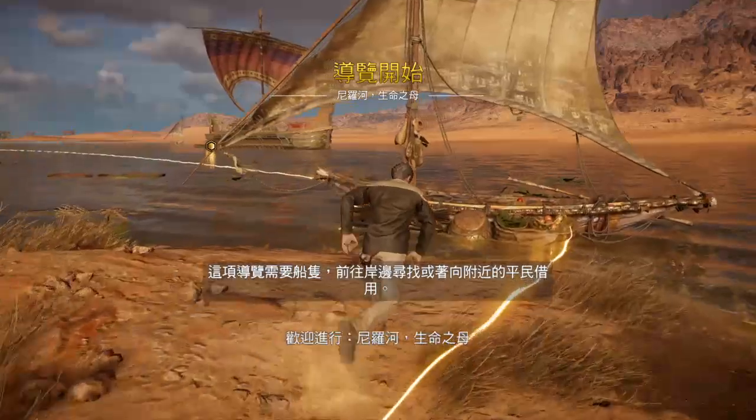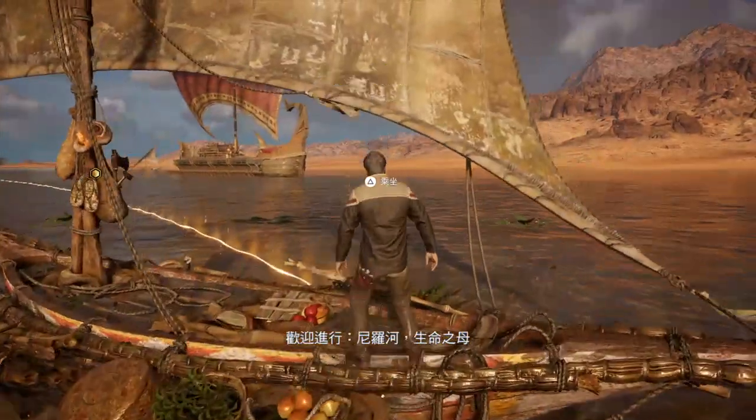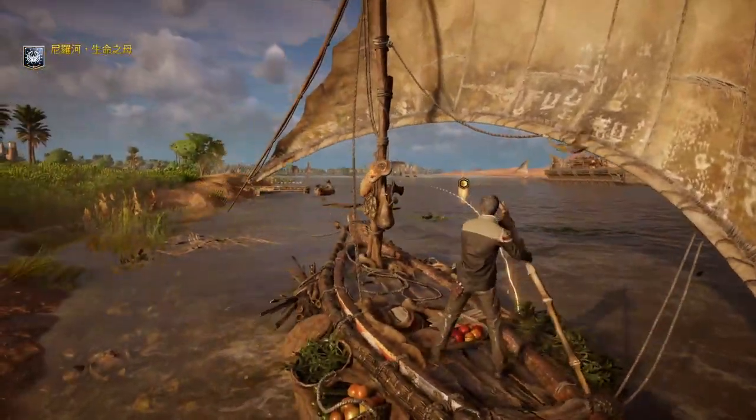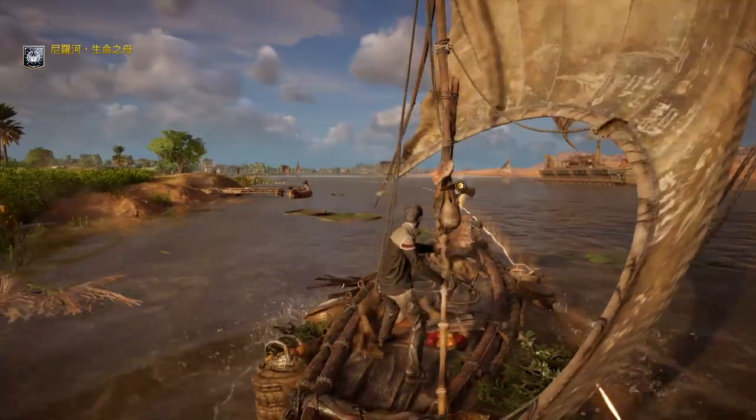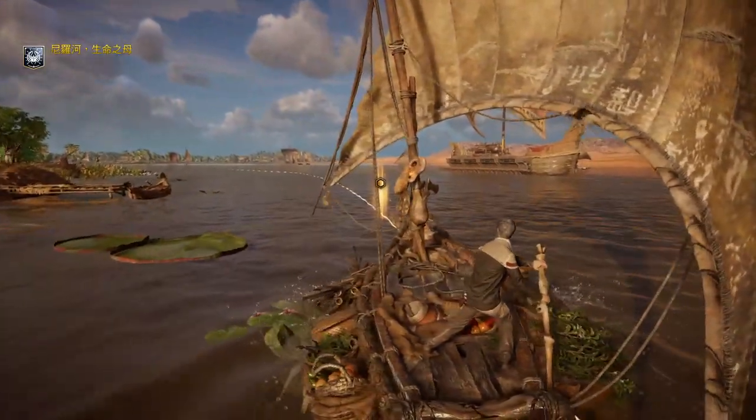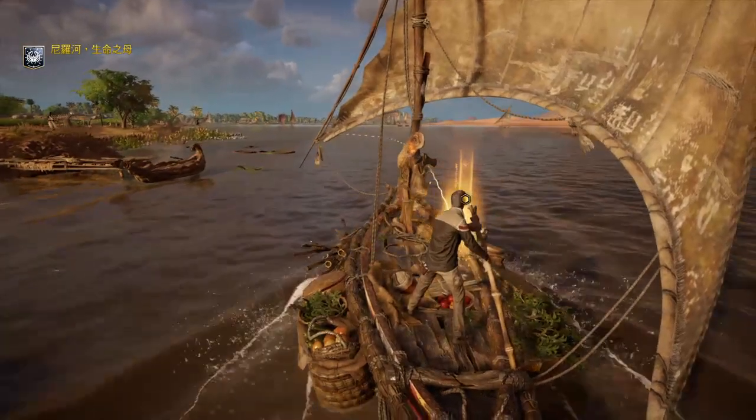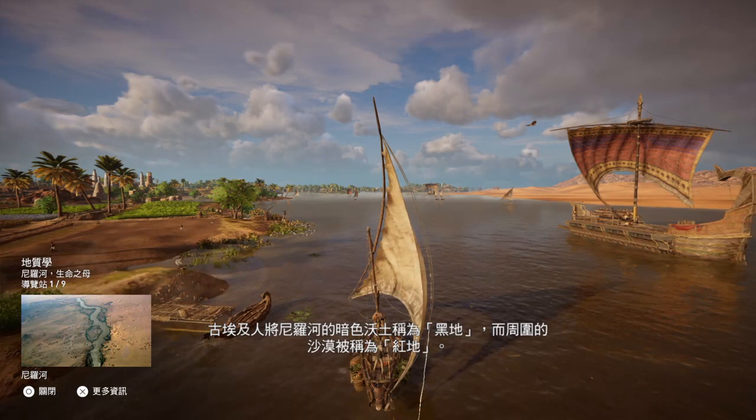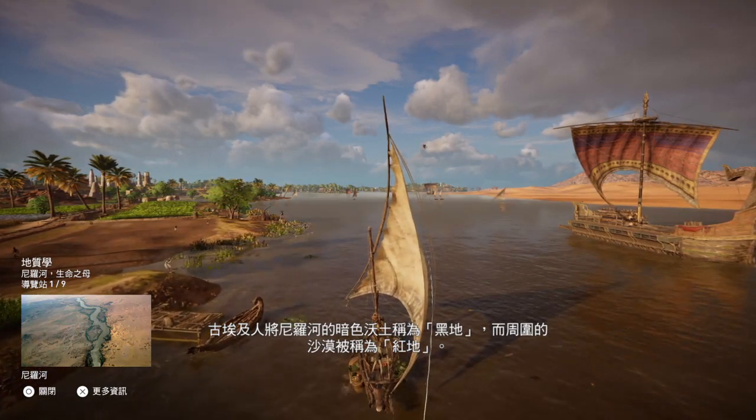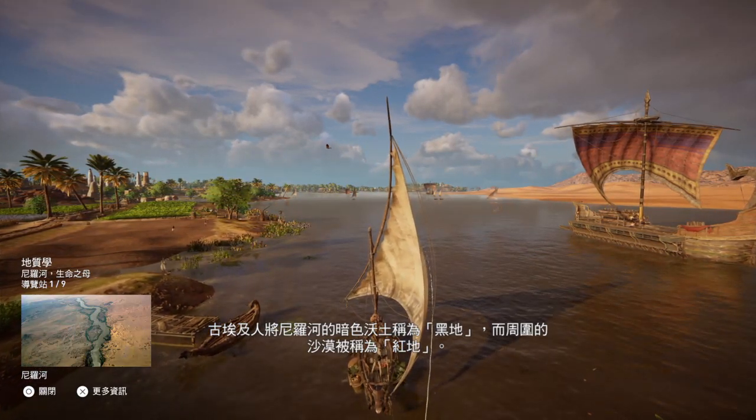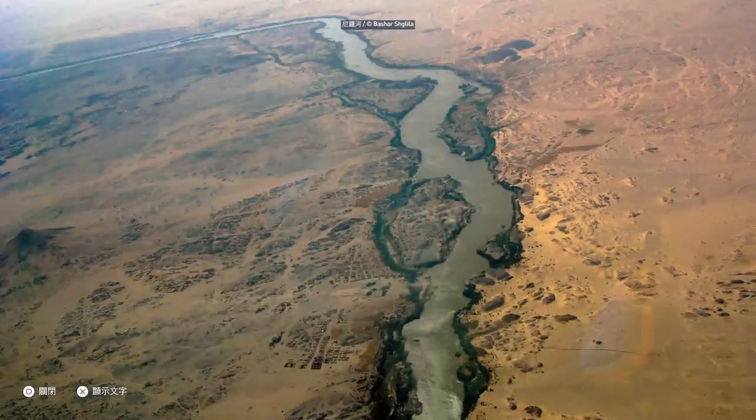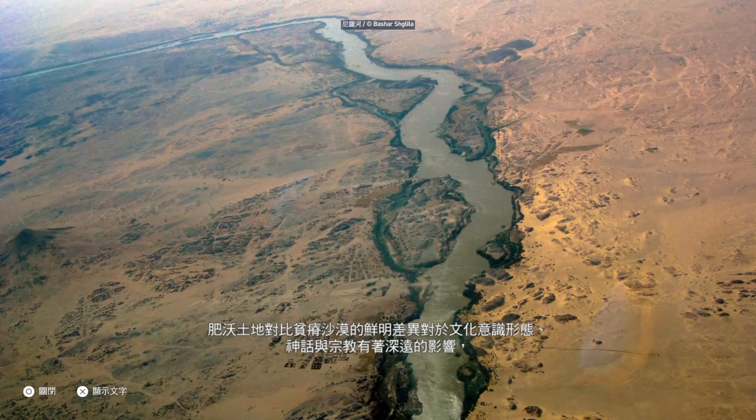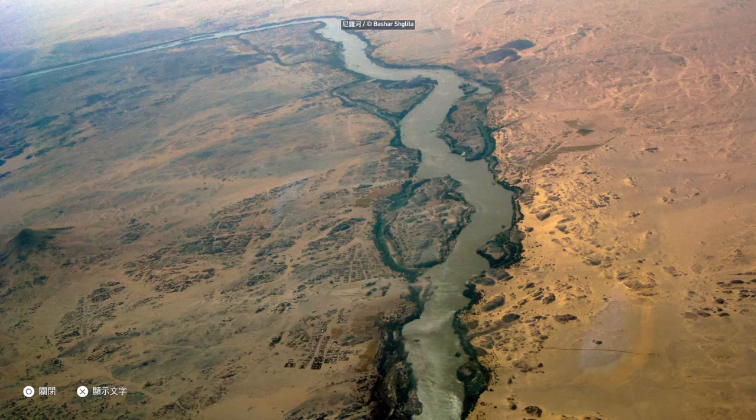Welcome to Bringer of Life, the River Nile. The ancient Egyptians called the dark fertile soil of the Nile the Black Lands, and the surrounding desert was referred to as the Red Lands. The dramatic difference of productive land opposed to barren desert had a deep influence on cultural ideology, mythology, and religion.